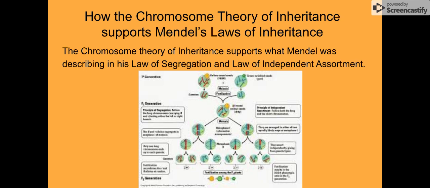The law of segregation states that two alleles for each gene separate during gamete formation. This is explained in the chromosome theory of inheritance because it says chromosomes segregate. The law of independent assortment is that alleles of genes on non-homologous chromosomes assort independently during gamete formation. This is also said in the chromosome theory of inheritance. This graphic shows both of Mendel's laws of inheritance in action.